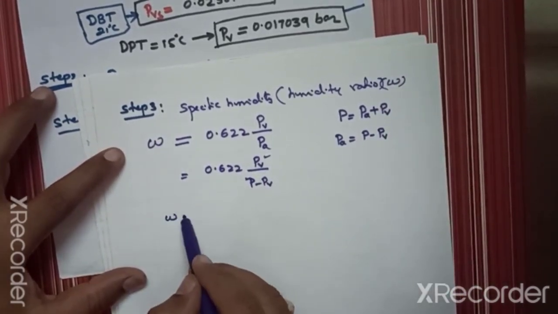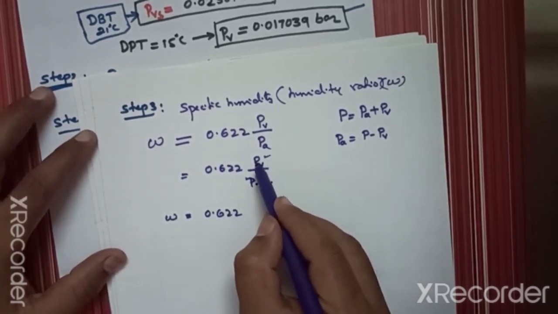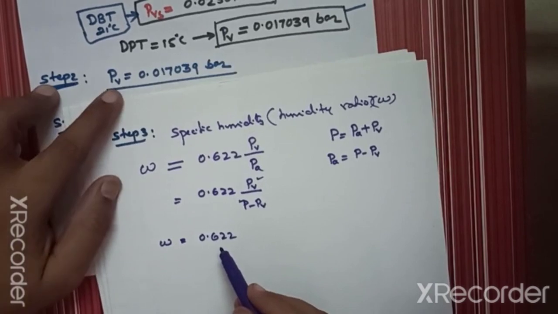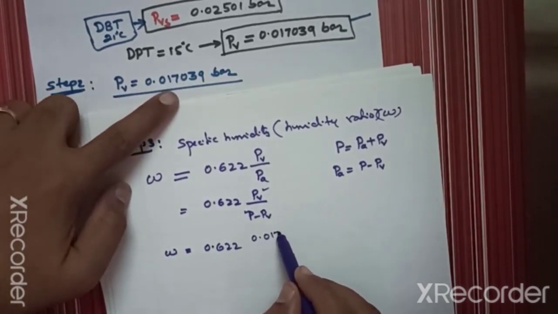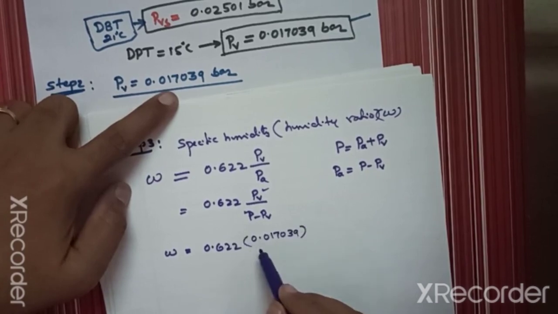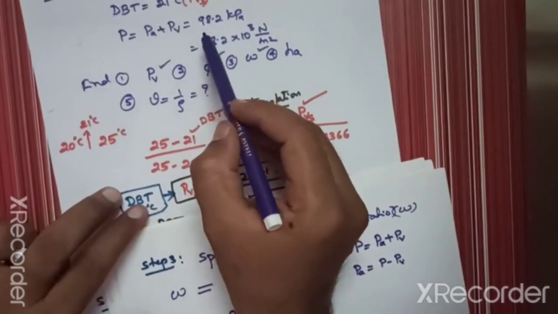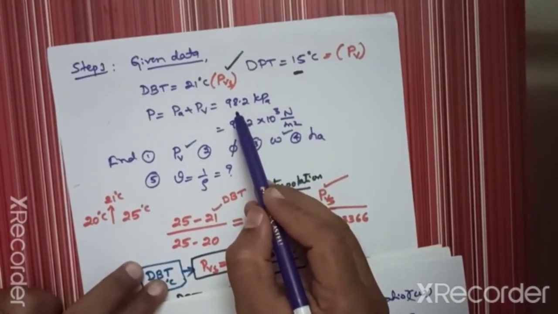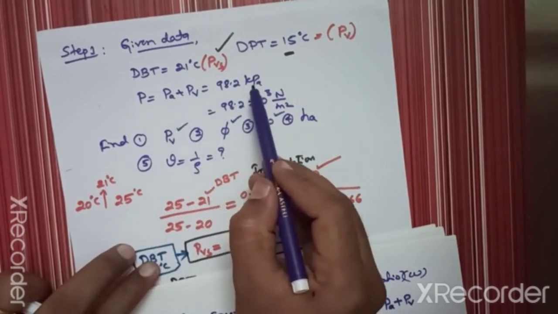So omega is equal to 0.622. Write down the value of pressure of the vapor. So pressure of the vapor is here 0.017039 divided by what is the total pressure? The total pressure which is given in the numerical is 98.2 kilopascal.